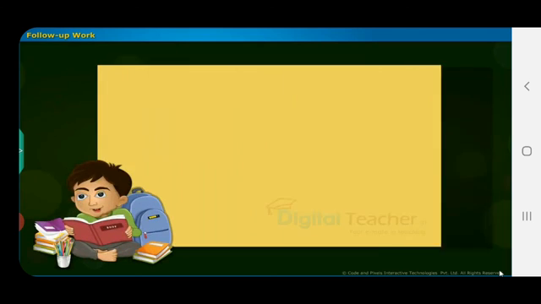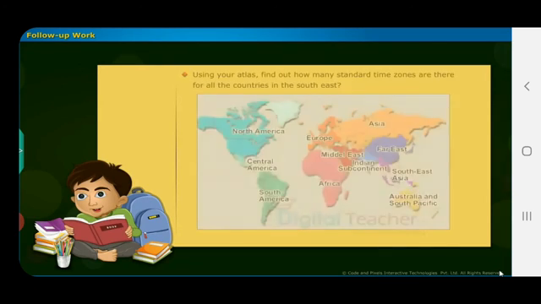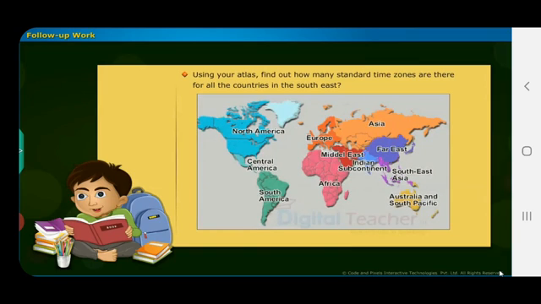Follow-up work. Find out the standard meridian of the given countries: Nepal, Pakistan, Bangladesh, England, Malaysia, Japan. Using your atlas, find out how many standard time zones there are for all the countries in Southeast Asia.